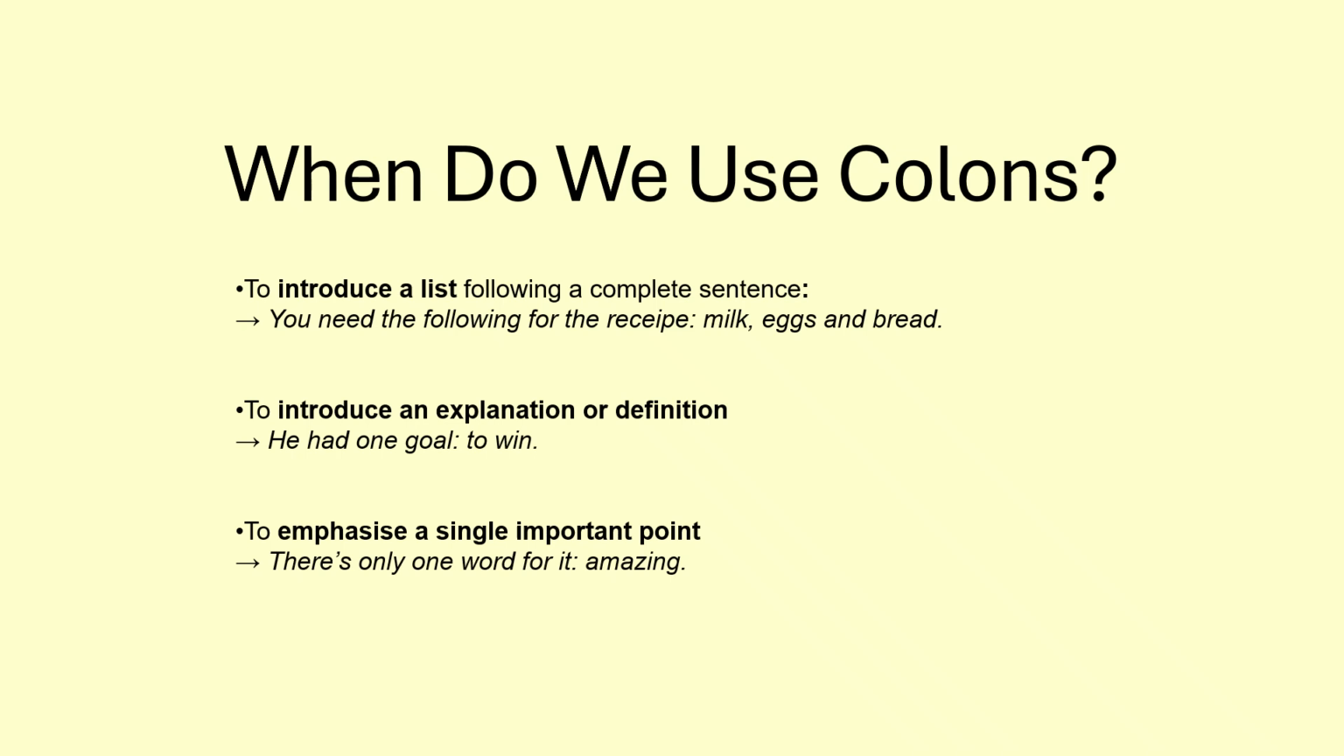When do we use colons then? So we use them to introduce a list following a complete sentence. So you need the following for the recipe: milk, eggs, and bread. They can also be used to introduce an explanation or a definition. So he had 1 goal, then we use a colon, and then the extra information or the explanation is to win. So that information tells us what his 1 goal was. And it can also emphasize a particularly important point. So there's only 1 word for it: amazing.